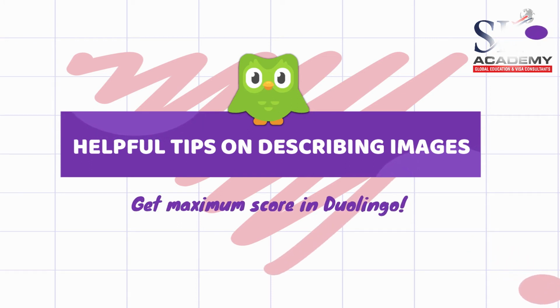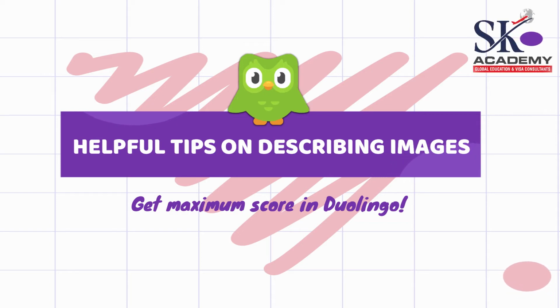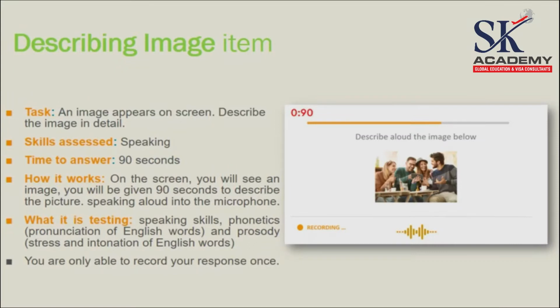Here are some helpful tips on describing images so you can get maximum score in Duolingo. Describing image item. An image appears on the screen. Describe the image in detail. Your speaking skill is assessed and you will be given 90 seconds to record.